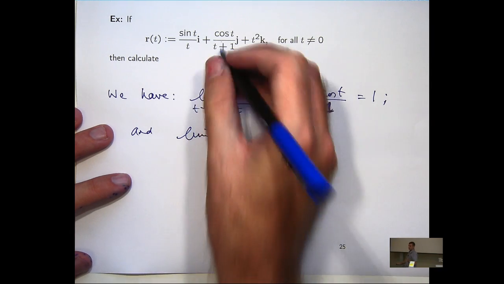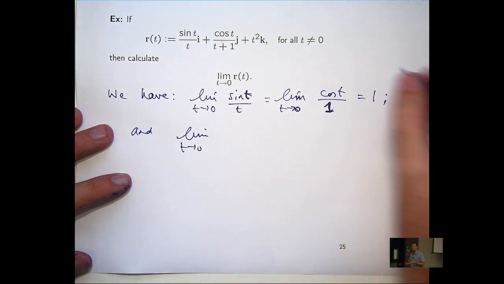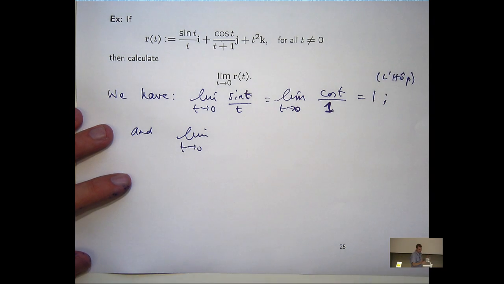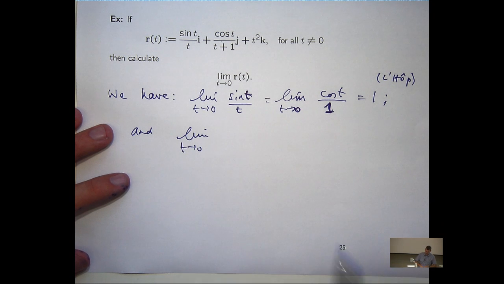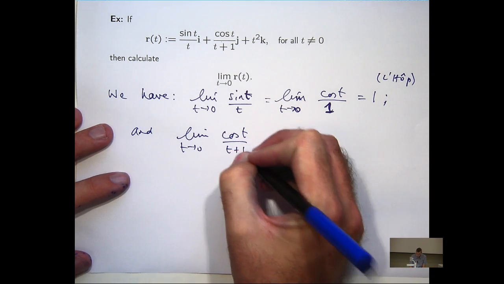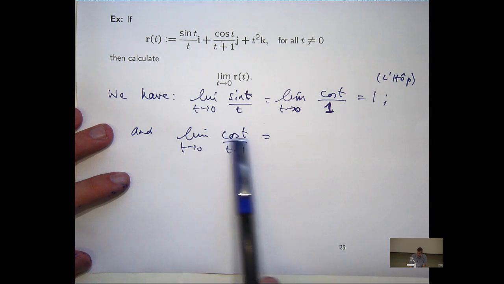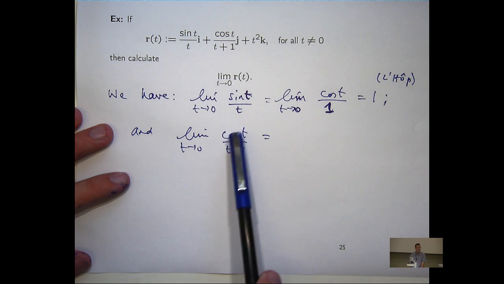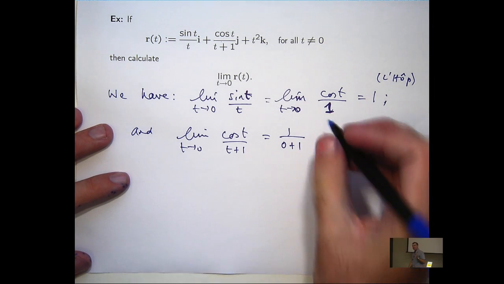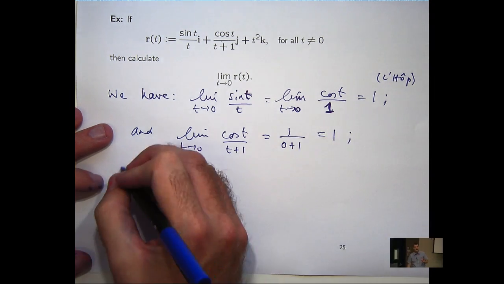So let's look at the limit of the other. Here I've used L'Hopital's rule. Again, that was learnt in first year. So the limit of the second component function, well, the limit of the top is going to be cos of 0, so that's 1. The limit of the bottom is also going to be 1, so again I get 1.